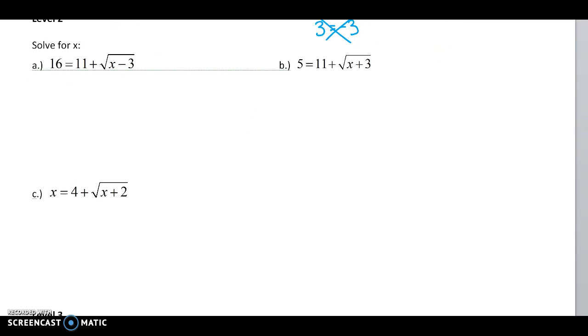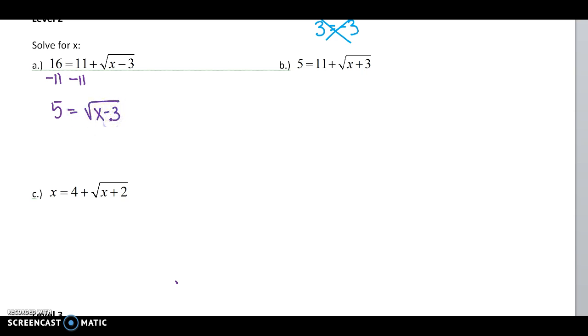Okay, level 2 gets a little bit more complicated because you don't just have a basic square root, you've got some other stuff bothering it. And again, the good news is you solve this like you solve any other equation. So if I had the equation 16 equals 11 plus the square root of x minus 3, you'd move everything over by subtracting the 11, so on and so forth. All of those steps stay the same. You just have an extra step with a square root. So I would first subtract 11 from both sides and get 5 equals the square root of x minus 3.